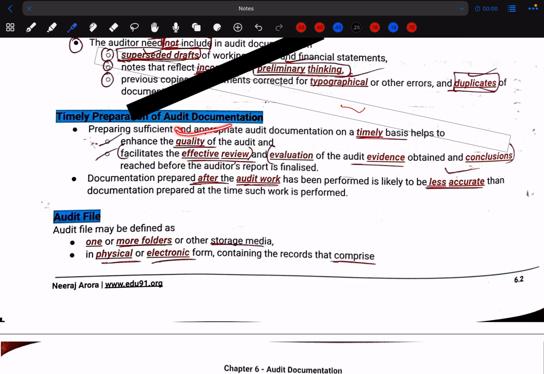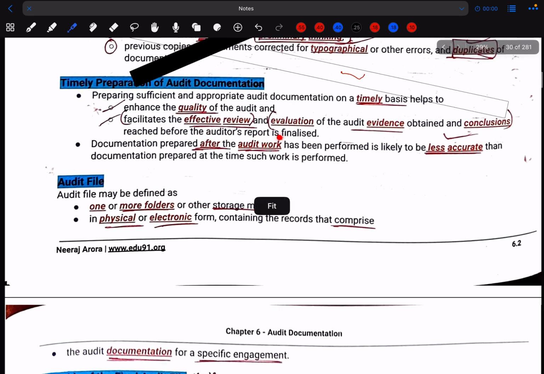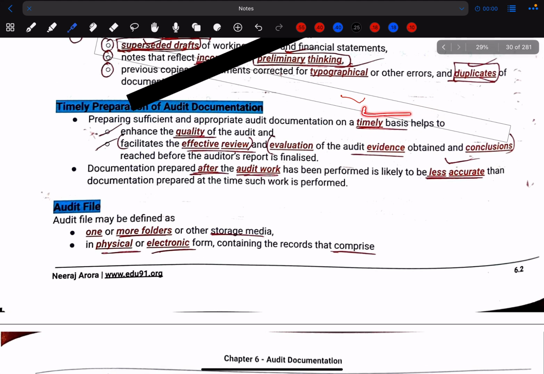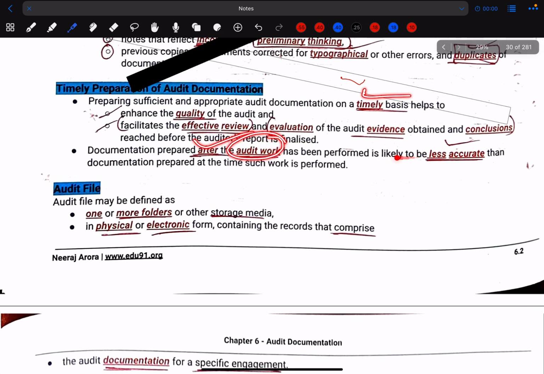First one, it enhances the quality of audit and facilitates effective review and evaluation of audit evidence obtained and conclusions reached. Therefore it should be prepared on a timely basis. If it is prepared after the audit work, it is likely to be less accurate than documentation prepared during the time of work.